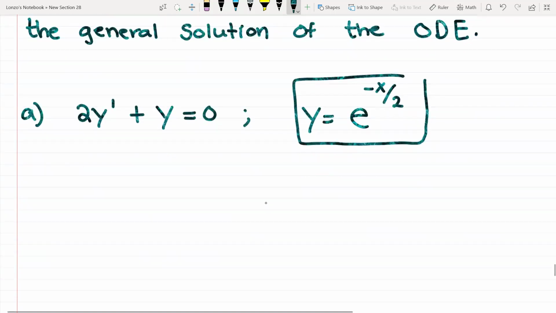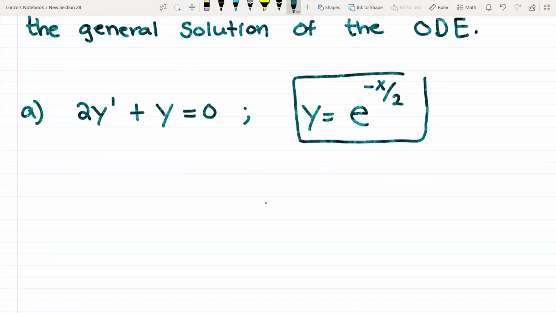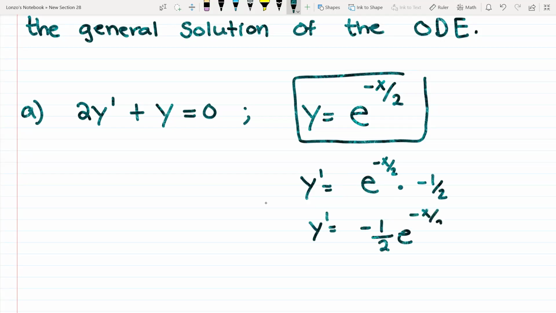So what you have to do is literally take 2 times y prime plus y. We have y already, which is e to the negative x over 2, but we don't have y prime. So you're going to have to find y prime, and then hopefully the left equals the right. How do you take the derivative of e to the negative x over 2? It's e to the negative x over 2 times the derivative of the power. What's the derivative of negative x over 2? Negative 1/2. So y prime is negative 1/2 e to the negative x over 2.